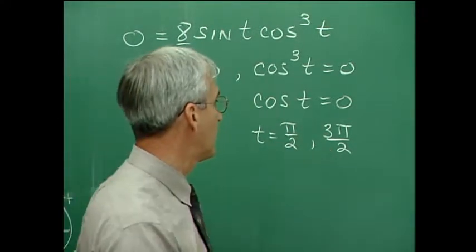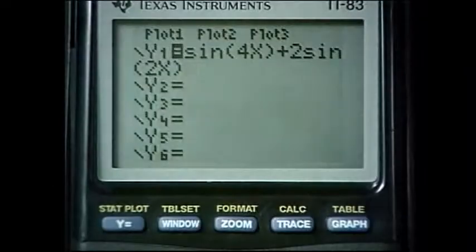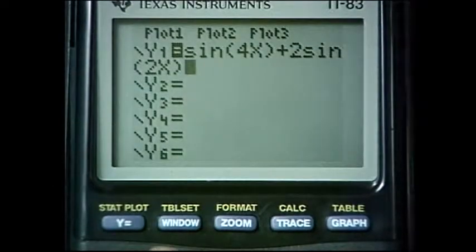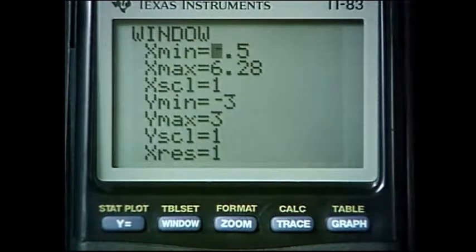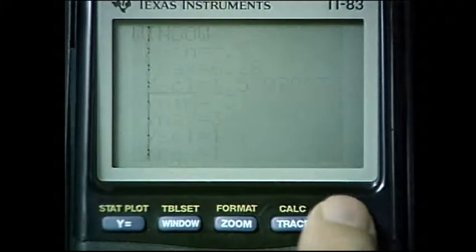Let's use the calculator to verify those solutions. The equation has already been entered, and I have made some window settings. Negative 0.5 for the x minimum, 2 pi for x max. The x scale should be set so that we can see our solution points easily. All of our solution points are multiples of pi over 2, so I'm going to set the scale at pi divided by 2, and the y minimum negative 3, y max 3, and here's what the graph looks like.